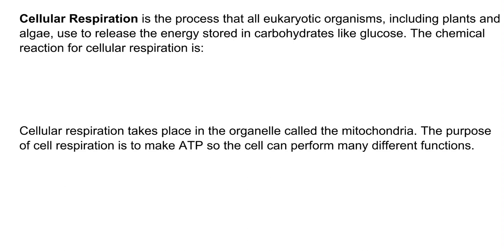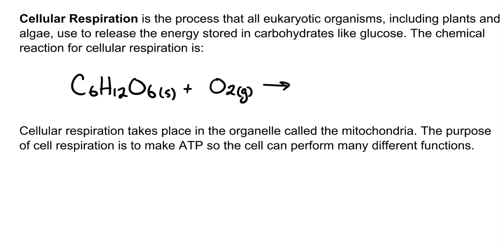The chemical reaction for cell respiration is very similar to the chemical reaction for photosynthesis. So what do we need in order to survive? Well, we need glucose, C6H12O6. But what else do we need to survive? Well, we need oxygen, O2. And what do we get rid of? Well, we get rid of water and carbon dioxide. This is a lot like a combustion reaction from our chemistry unit.